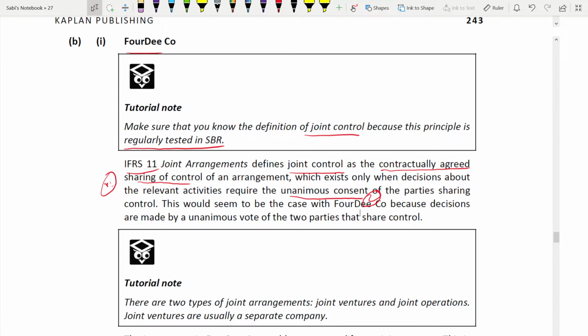This would seem to be the case with 4D company, because decisions are made by unanimous vote of the two parties that share the control. So in this case, 4D is a joint arrangement. You have to link like this with the company in your scenario, that this is the case with this company, therefore because it has unanimous vote. Okay, so therefore joint control is there.